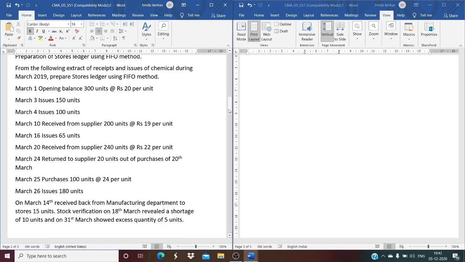Ledger using FIFO method. March 1st, the opening balance 300 units at rupees 20 per unit. March 3rd, issues 150 units. March 4th, issues 100 units. March 10th, received from supplier 200 units at rupees 19 per unit. March 16th, issues 65 units. March 20, received from supplier 240 units at rupees 22 per unit.